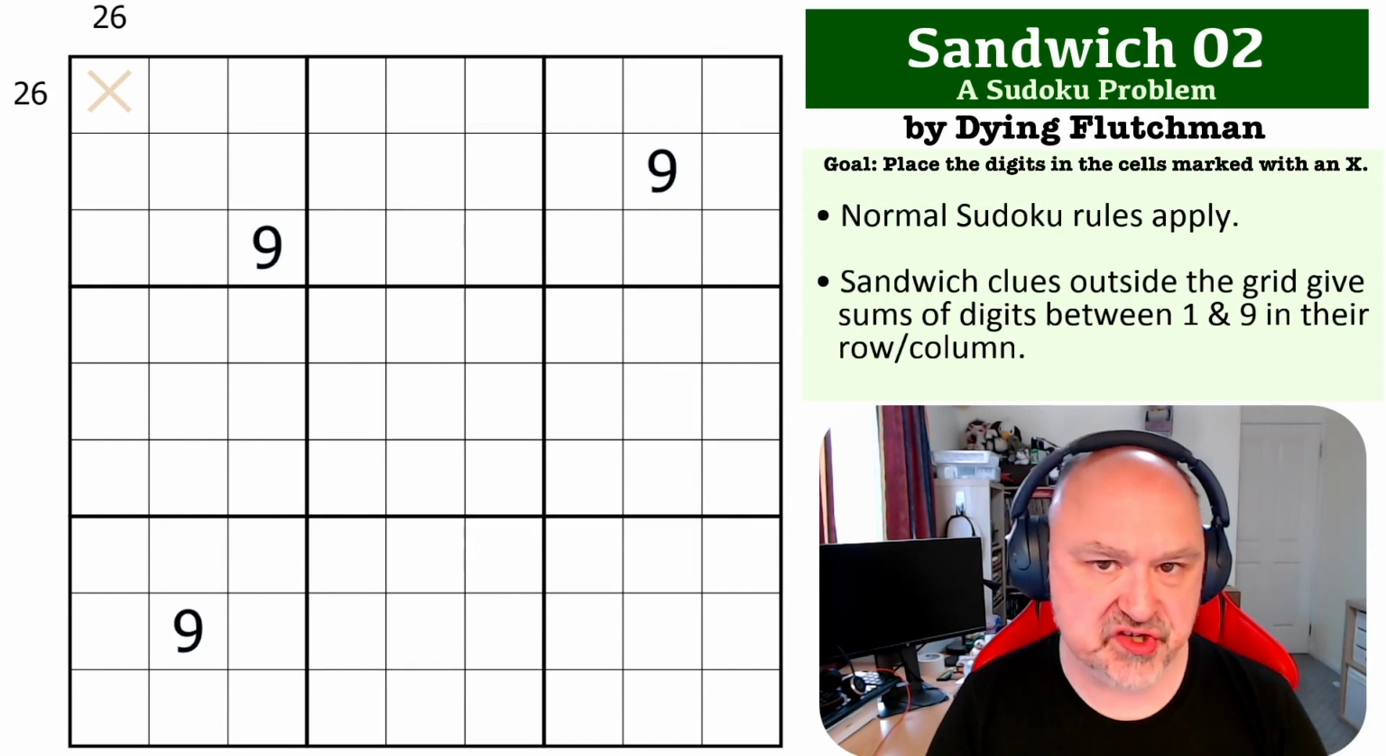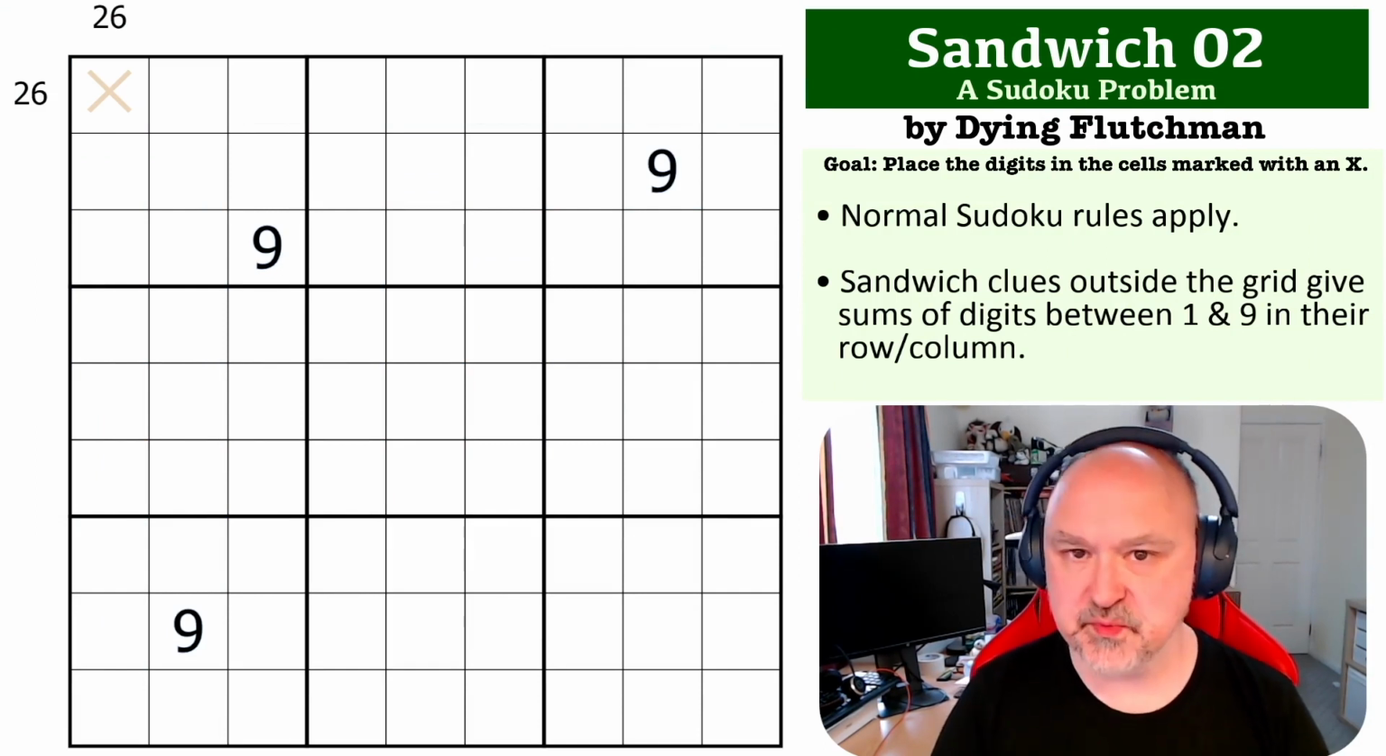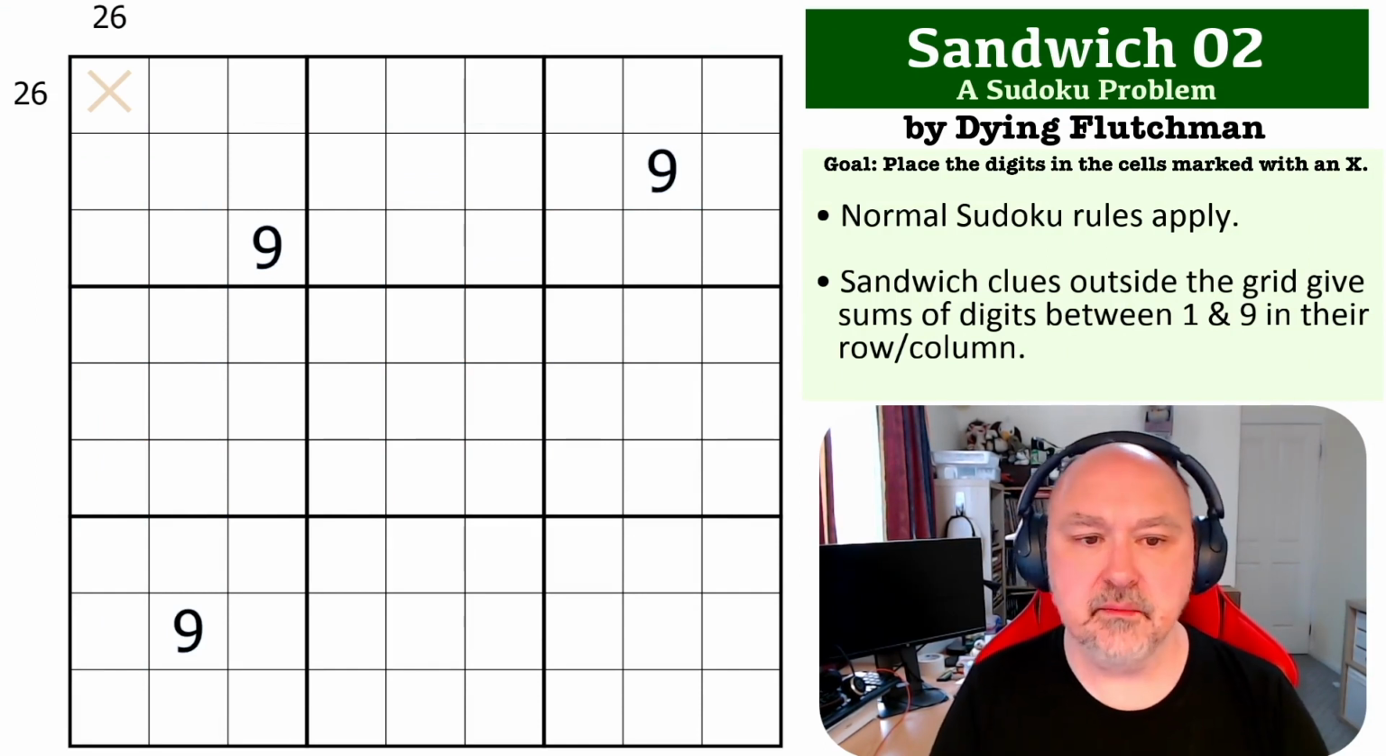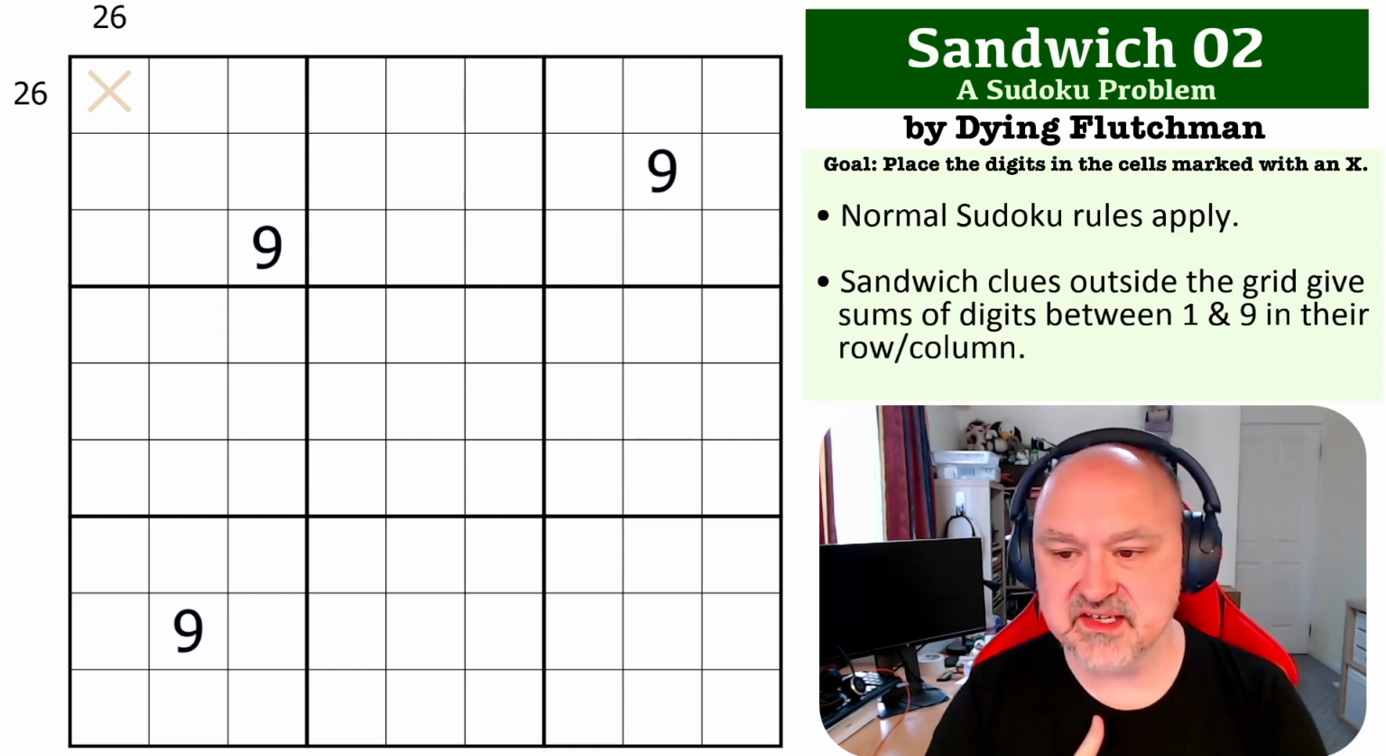This is a sandwich Sudoku problem sent in by Dying Flutchman, and thank you for sending it in. This one is quite tricky, at least I found it so.